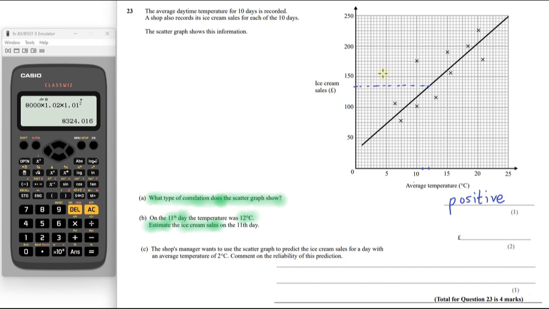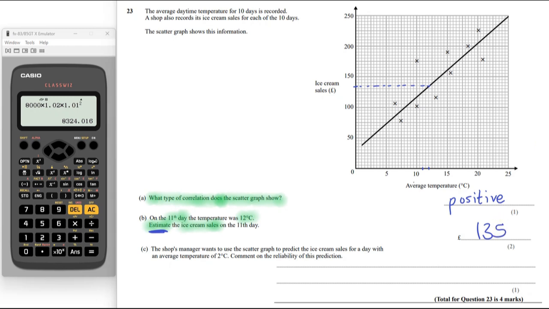So what is that? It looks like if that's 150, that's going to be 140. I'm going to say 135. Now it is only an estimate, so there will be a margin for error. I'm not sure what that is. I will have a look at the answer sheet in a minute, but I'm going to say 135 degrees.